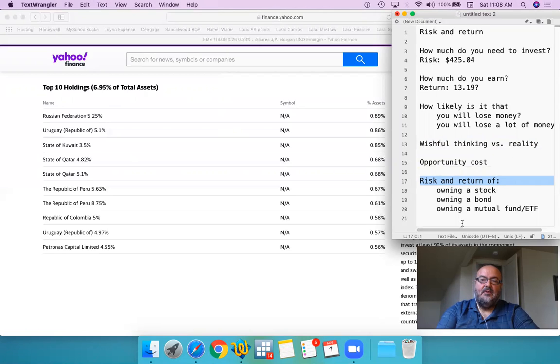And therefore, you need to learn how to evaluate risk and how to make your decisions based on how much risk you're taking and how much wishful thinking you have versus the real analysis or the realities of your investment choices. So this was a brief discussion of risk and return in its basic sense.